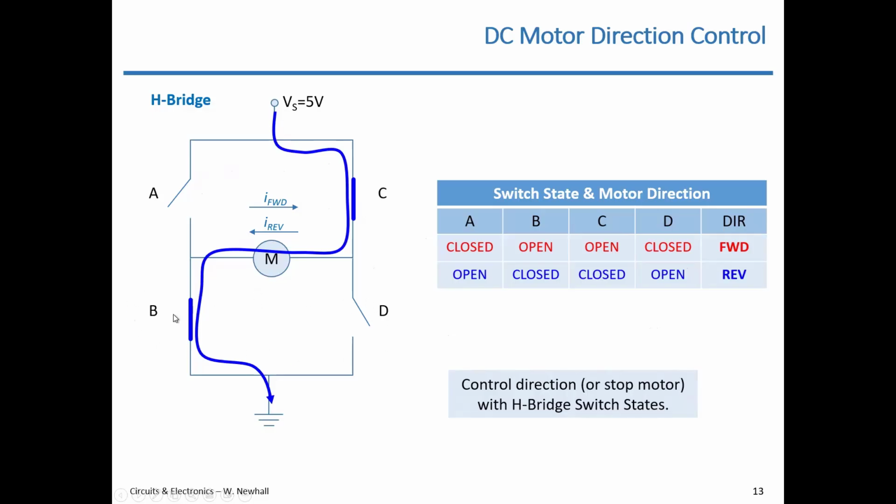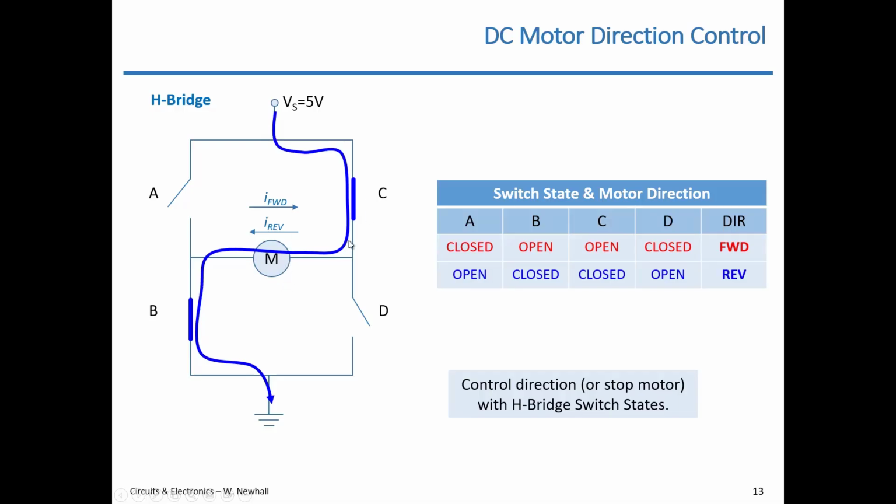Typically, you would use NPN transistors here at the bottom for B and D, and then PNP, which we haven't talked about, up at the top. So you could reference your transistor circuit to 5 volts instead of ground. But just know that you could swap out these switches for transistors, and now you could have a microcontroller control the direction of the motor. And note that you could also use this H bridge to not only change directions, but opening and closing these switches using a microcontroller would let you pulse width modulate the power applied to the motor.